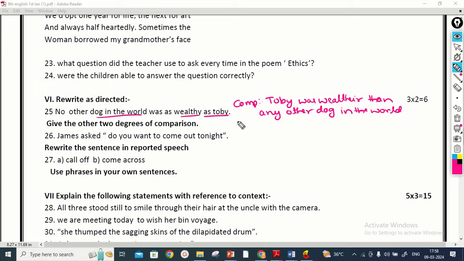Now we have to write the superlative degree. For the superlative degree, we use wealthiest, meaning most wealthy. So: Tobe was the wealthiest dog in the world. We decide this by it being the wealthiest one. Therefore we use wealthiest in the superlative degree. In the comparative degree, we use wealthier than any other. So these are the correct answers.